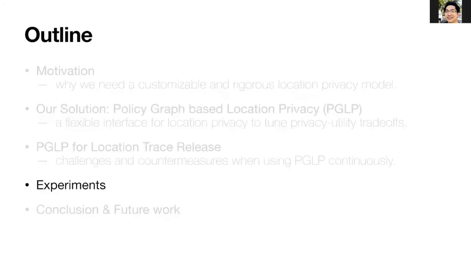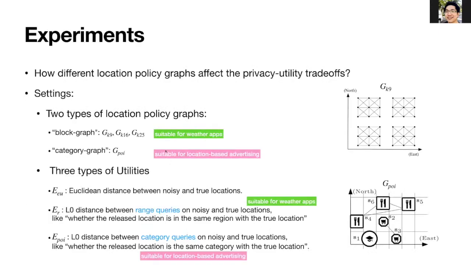So the last part is experiments. In the experiments, we try to see how different location policy graphs affect the privacy-utility trade-offs. We set different policy graphs and also different types of utility metrics to see what kind of policy graph is best for what kind of utility metrics. In fact, we test two types of location policy graphs.